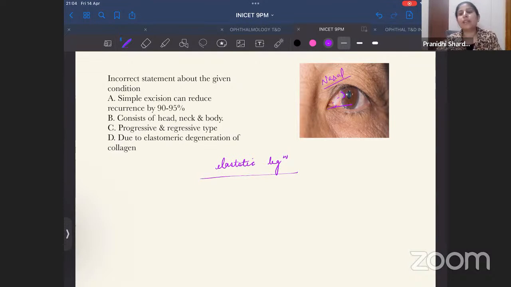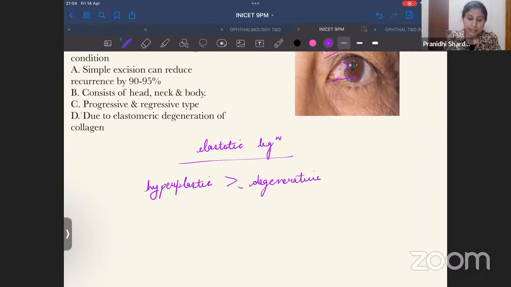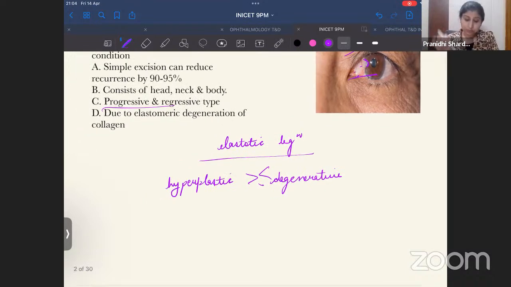Yes, it can be progressive and regressive. There are two main types of changes present in the pterygium: one is hyperplastic and the other is degenerative. If the hyperplastic changes are more than degenerative changes, it can lead to progression. If degenerative changes are more, it can be regressive, or it can remain stationary for many years and change into progressive or regressive type. And it is due to the elastotic degeneration of the collagen. So options B, C, and D are correct.